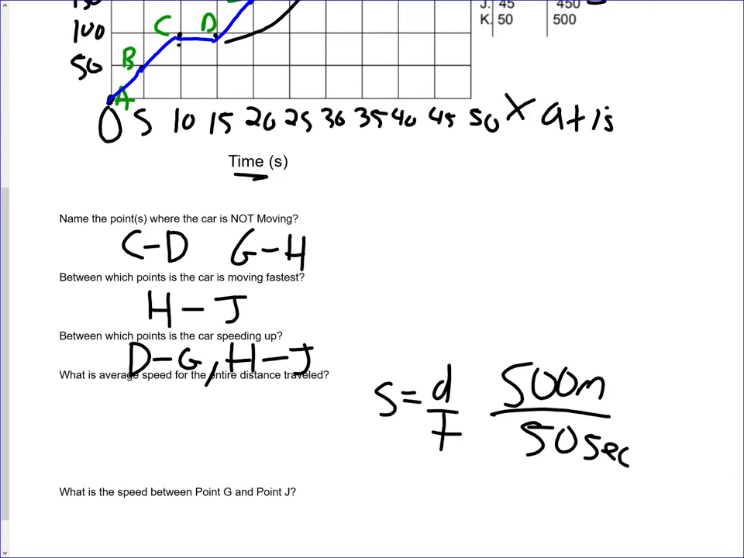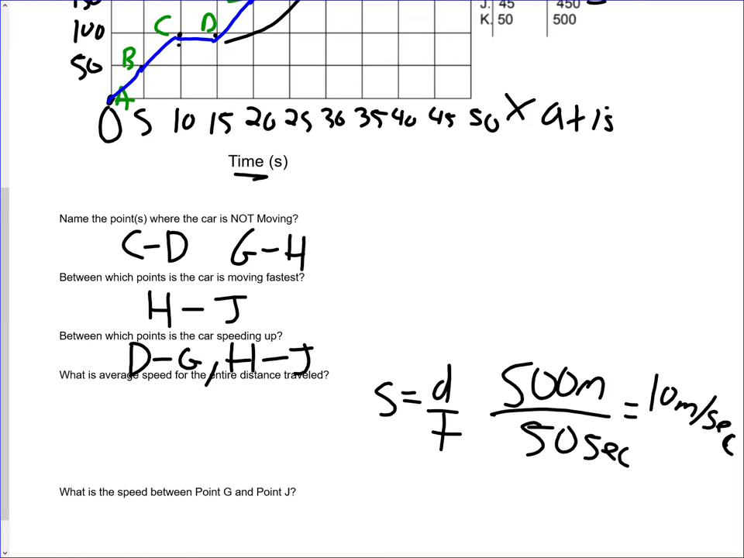We whip out our handy dandy calculator, right? We do 500 divided by 50, okay? And we're going to get equals 10 meters per second, okay? So really just kind of review of the math that we're doing. All we're doing is applying the math. That's all we're doing, okay? So we have 10 meters per second, okay?